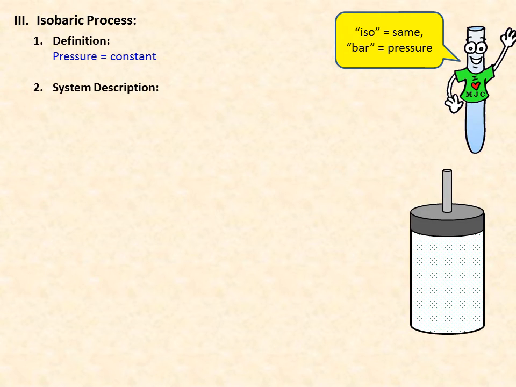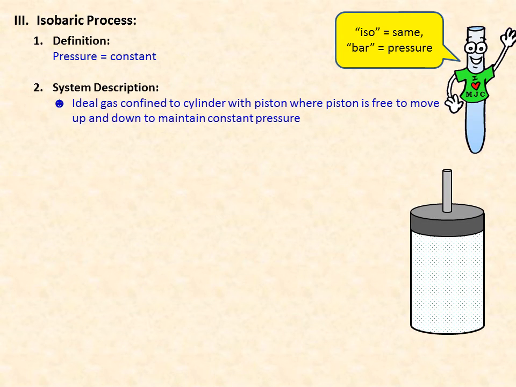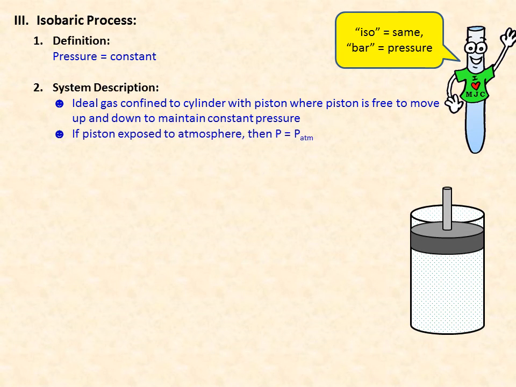So the system we'll take a look at is one we're quite familiar with now. That is an ideal gas that is confined to a cylinder with a piston on it. But here the piston is going to be allowed to move freely up and down in order to maintain a constant pressure. So as the gas either absorbs or transfers heat to the environment, that piston is allowed to move freely up and down to maintain a constant pressure.